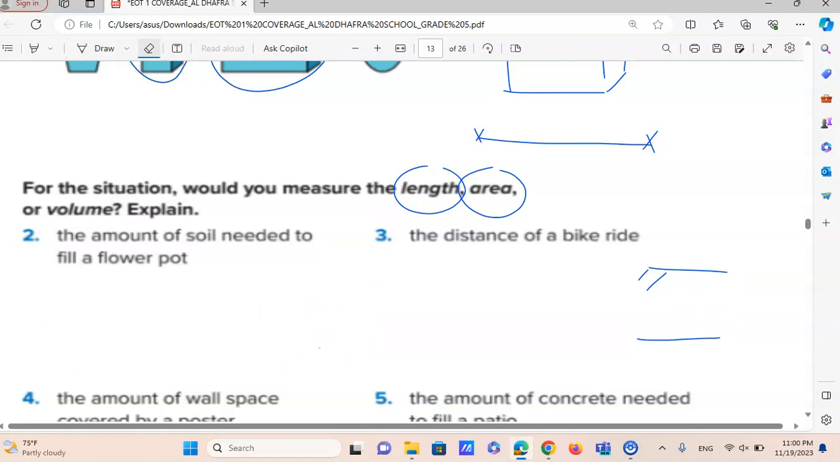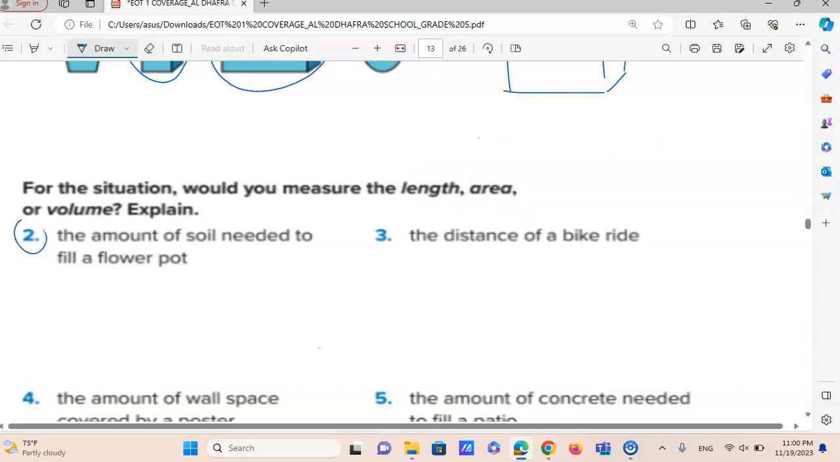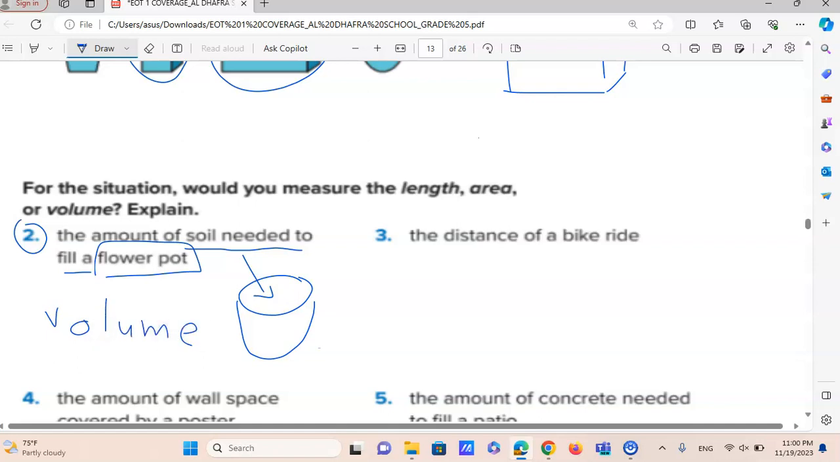So here we have descriptions, and we need to identify what we need to measure after reading the question. Question number 2. The amount of soil needed to fill a flower pot. A flower pot, like this shape, has a space inside. So we measure volume. And it is a three-dimensional figure.